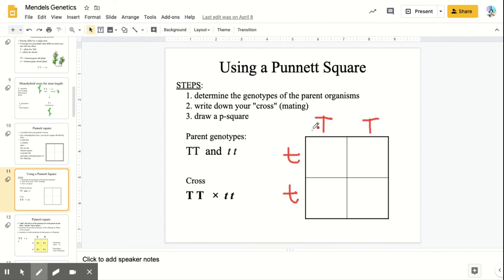Then we're going to take this and bring them all the way down, just so you can see where I'm putting them. I'm going to put my big T here, and I'm going to put my big T here. I'm going to do the same thing with this column. Big T here. Capitals always go in front of lowercase. I'm going to go across this way. So this little t is going to go in this box, and this box, this box, and this box.